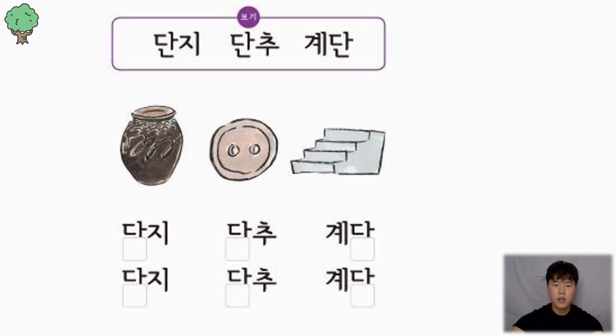Now, let's try to fill these letters in. 다, 지. But we have to put a 니은, right? So it's 단지, 단지. Now, 다추? No, it's 단추, 단추. 계다? Nope, it's 계단, 계단.